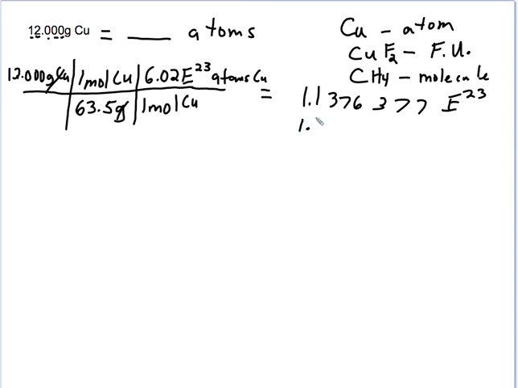So there's 1, 2, 3, 4. Before we write the 6, we make sure it doesn't round up, which it doesn't. 5. So that matches how many I started with. E to the 23rd, put a label on it. Atoms, copper. This would be the correct answer.